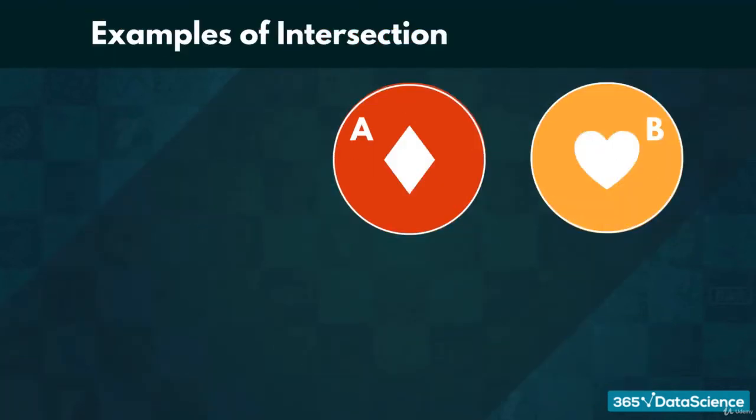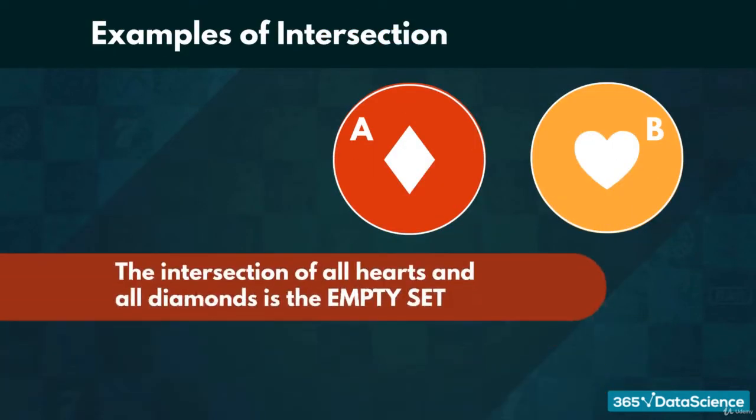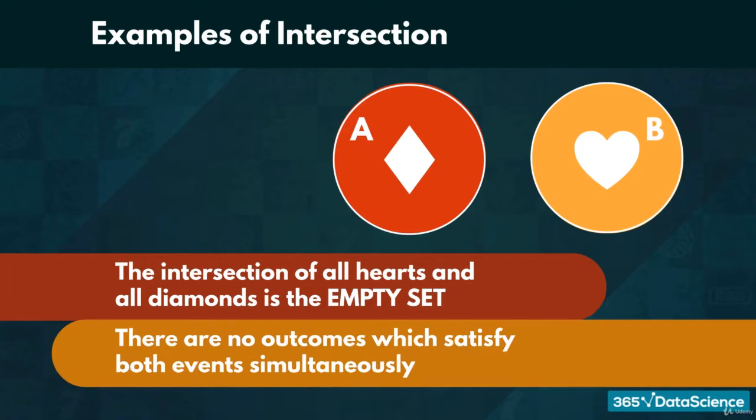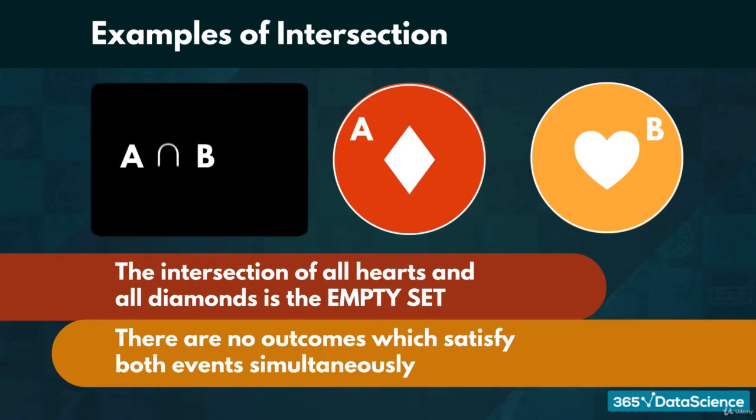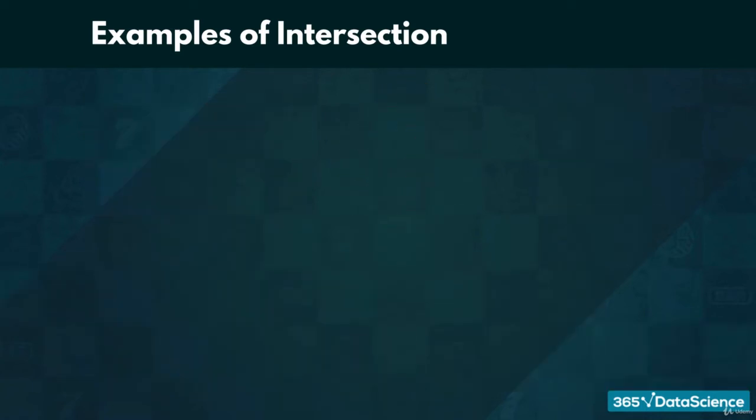Going back to the first example from last lesson, the intersection of all hearts and all diamonds is the empty set. The empty set has no elements, so there are no outcomes which satisfy both events simultaneously. We would write this as A intersect B equals the empty set. Now you see why we needed this notation. Let's consider a different example from the same lecture.